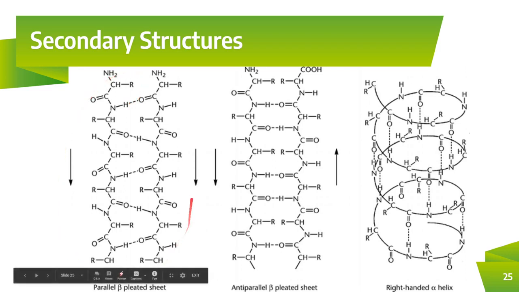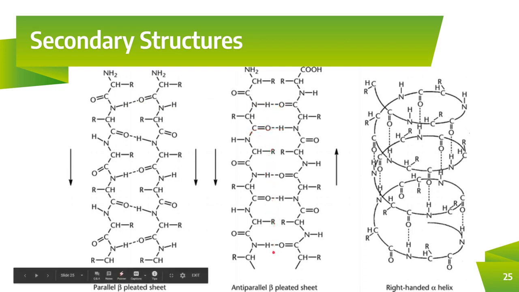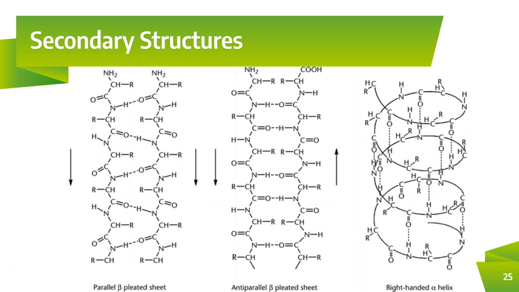So the first one that you see on the left is the parallel beta pleated sheet. And the other one is the anti-parallel beta pleated sheet. Both of them have a lot of hydrogen bonds in between them, which makes them very attracted to each other and very stable when it comes to this structure.